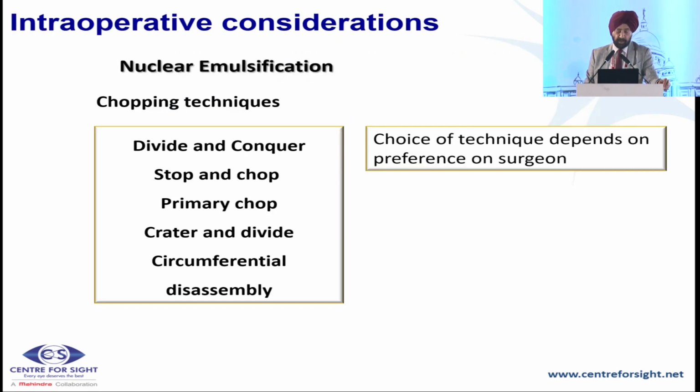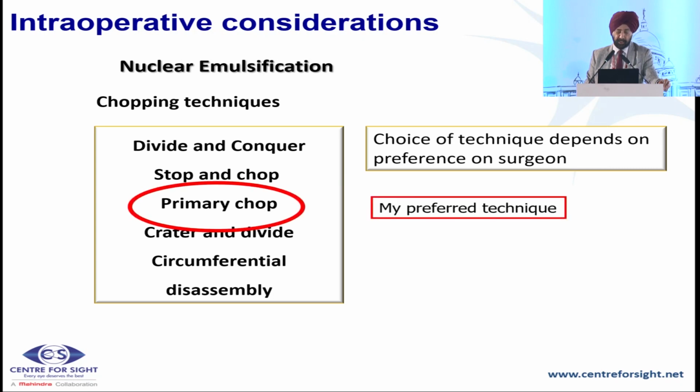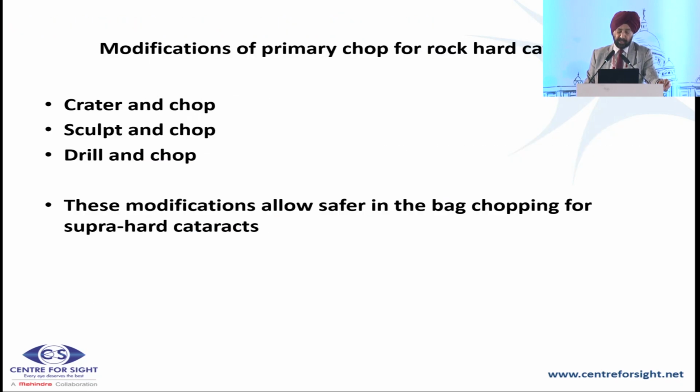Now the nuclear emulsification, the chopping techniques can be divide and conquer, stop and chop. You can do a primary chop, crater divide, circumferential disassembly, etc. My preferred technique is always to do a primary chop. There can be differences in the primary chop that you do in a rock hard cataract. First you make a crater and then chop. You can sculpt and then chop. You can drill and chop.